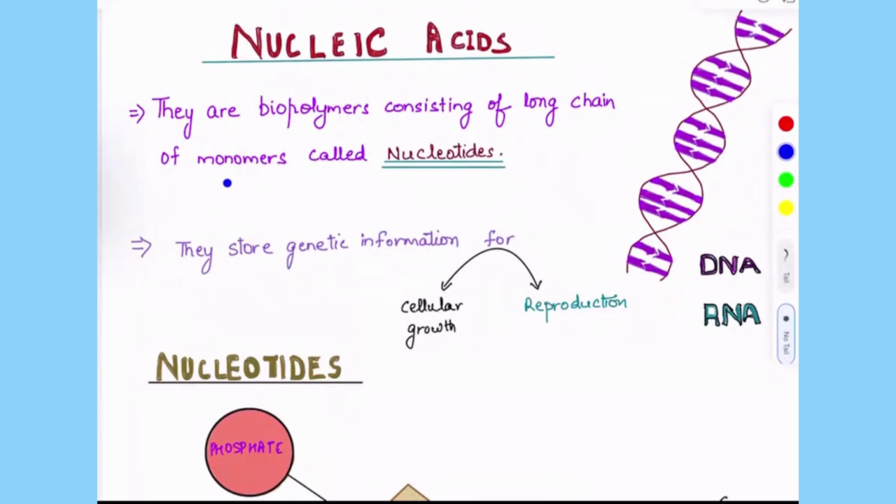The monomers of nucleic acids are called nucleotides. Nucleic acids are of two types: DNA, that is deoxyribonucleic acid, and RNA, ribonucleic acid. The main functions of nucleic acids involve storing genetic information for cellular growth and reproduction.